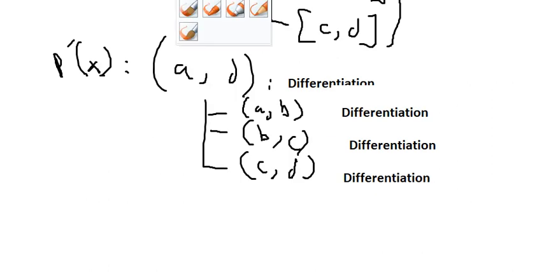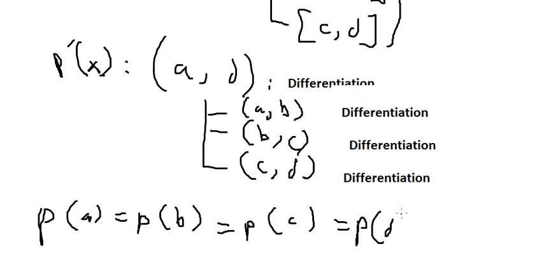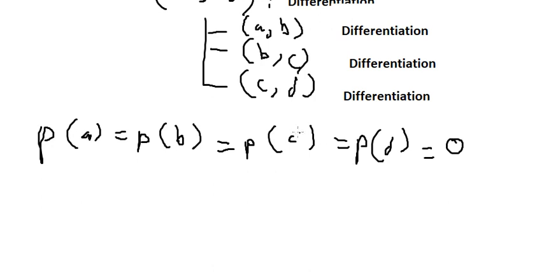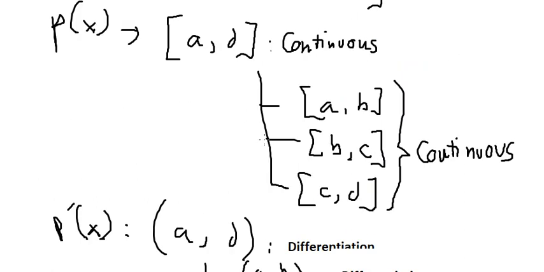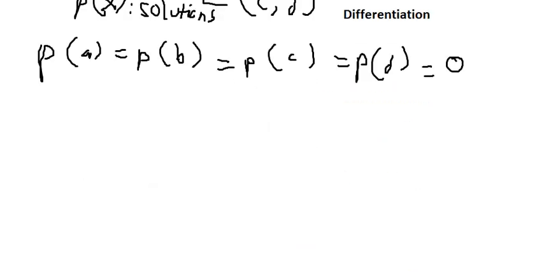And the last one, we have p of a equals to p of b equals to p of c equals to p of d equals to number 0, because a, b, c, d, they are solutions of p(s). So we see that we have 3 conditions of Rolle's theorem. So now I will wrap up the function in here.